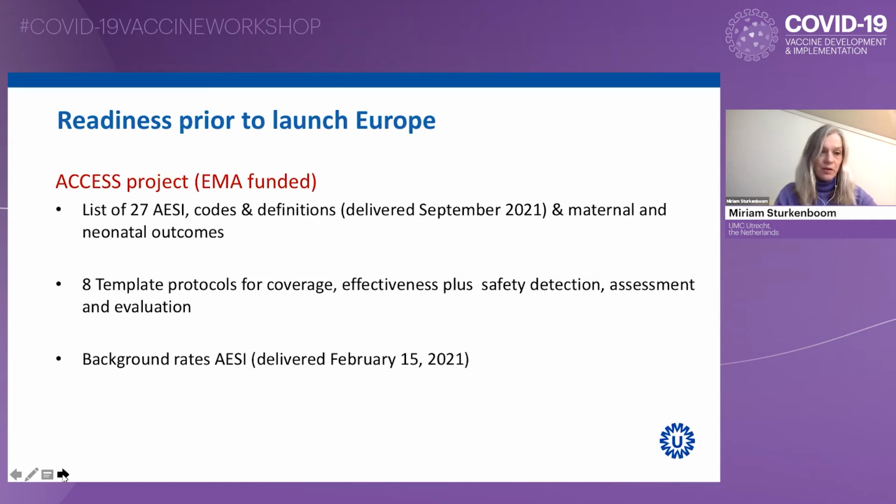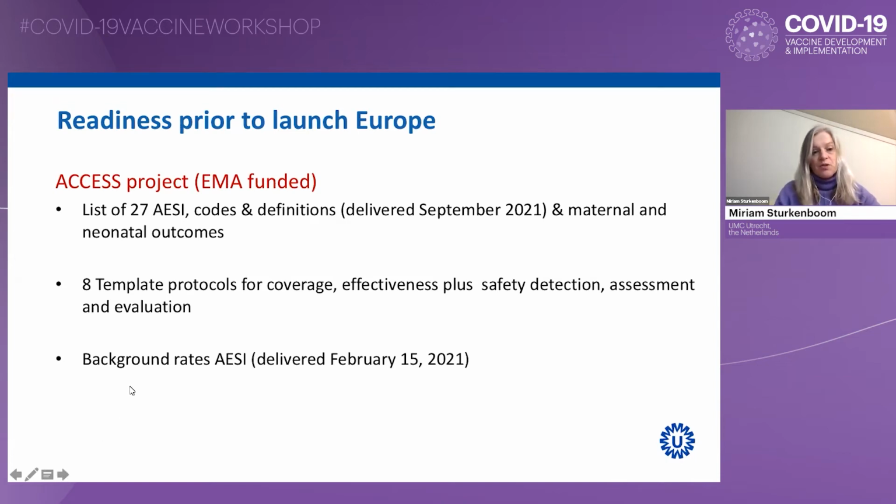The project also created 8 template protocols to assess coverage, effectiveness, and safety of the COVID-19 vaccines. It used different types of data collection, and these protocols are ready to be implemented if needed, so that all the scientific discussions around them and the stakeholder input on them has already happened, and they are just ready to go if it's needed.